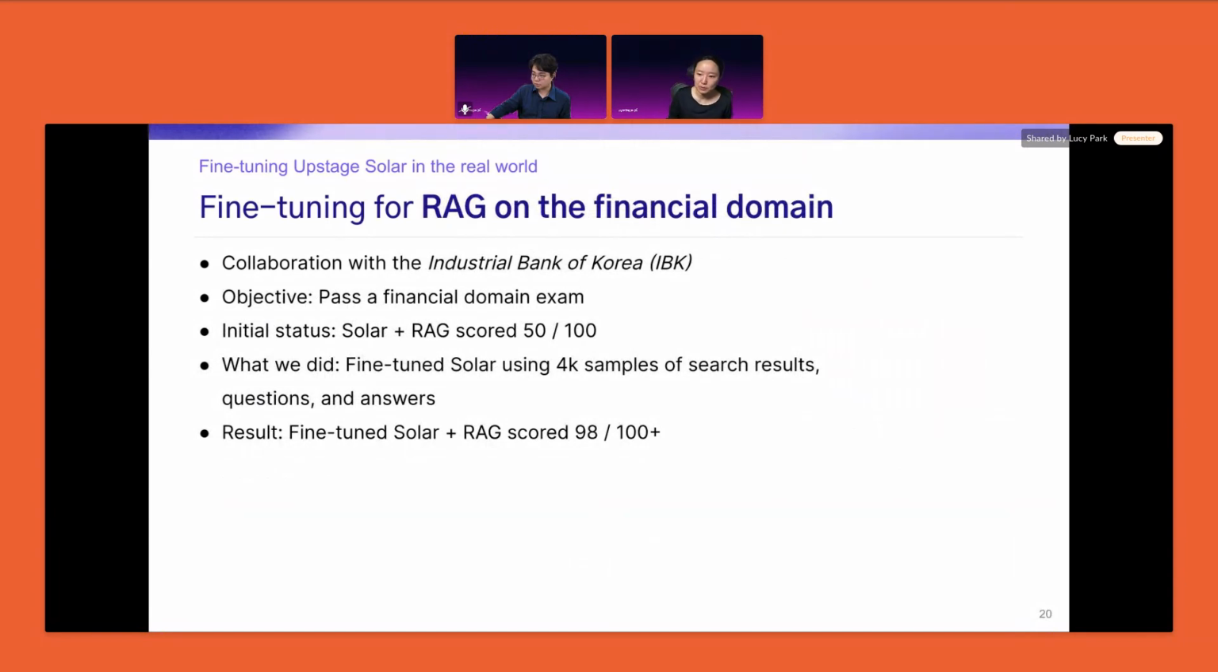The last example was done from a collaboration project with the Industrial Bank of Korea, IBK. IBK asked us to train Solar to pass a financial domain exam. Frankly, the problems seemed really tough at first. So we were really not surprised when our initial pipeline with Solar achieved 50 out of 100. But when we applied fine-tuning with 4,000 search results, questions, and answers, we were quite surprised that the fine-tuned Solar scored 98 out of 100, which significantly outperformed the base Solar model.